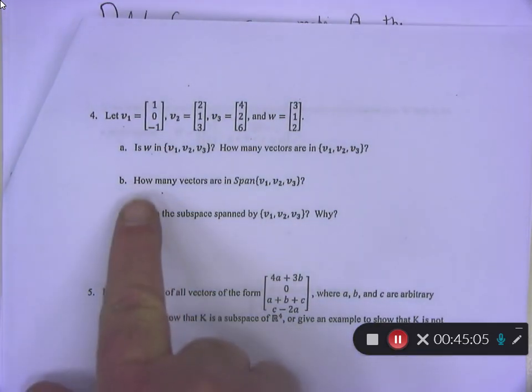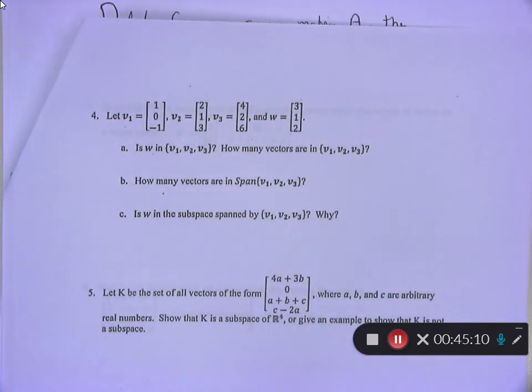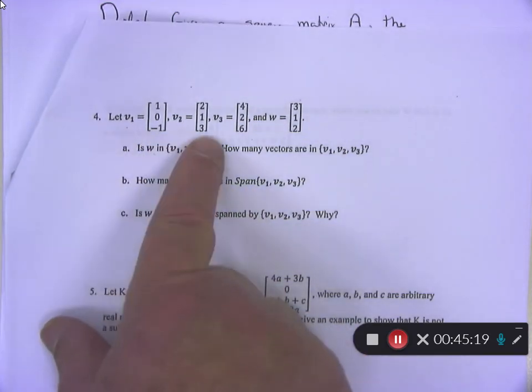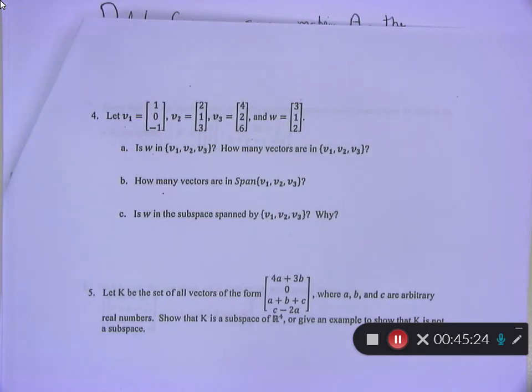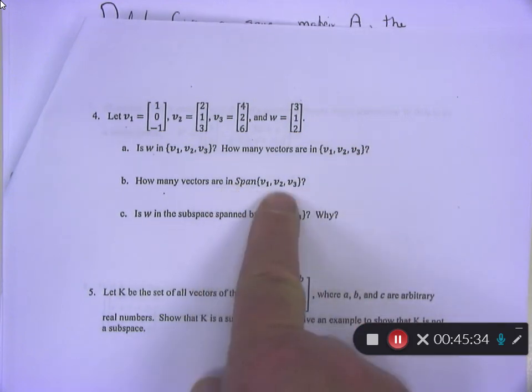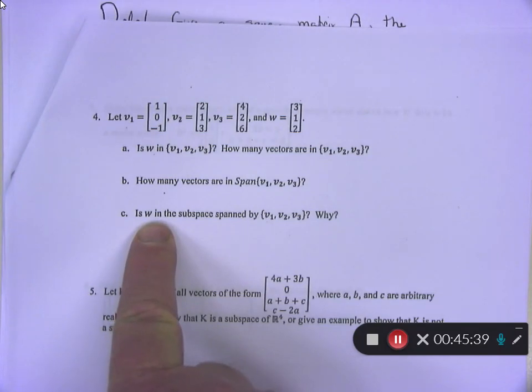But this question is this: how many vectors are in the span of V1, V2, V3? How many vectors in this thing? What does span mean? Linear combinations. How many vectors can you get from the linear combinations of V1 added to V2 added to V3? What's the answer? Infinite. There's an infinite number of vectors in the span. There's only 3 vectors in the set. That span means linear combination. That's infinite.